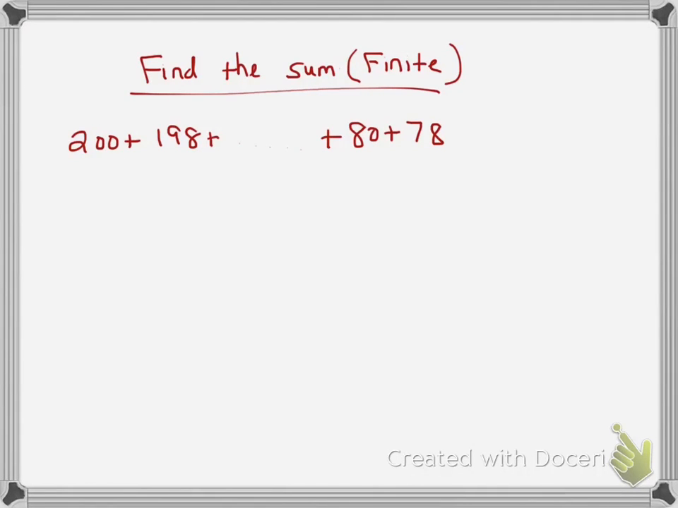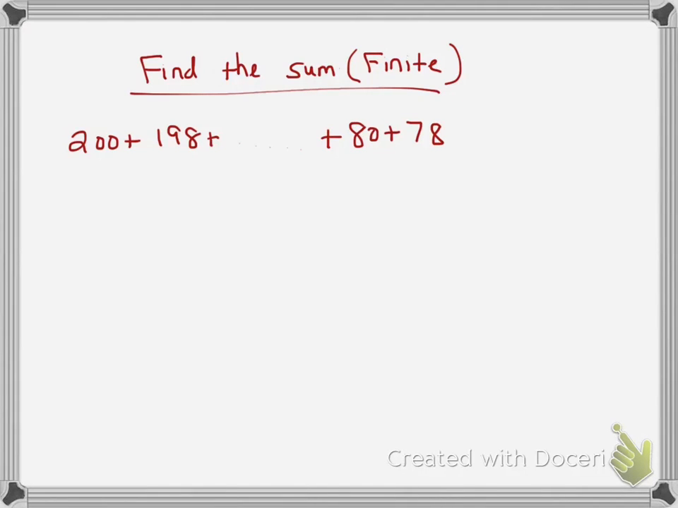This is going to be another sum, and it's going to be finite again. So you can see that we started at 200, then it goes to plus 198, plus all these numbers in between, then it goes to plus 80, plus 78. So what you need to recognize is, is this going to be a geometric or an arithmetic? Hopefully you can see that if I went 200 to 198 to 80 to 78, it looks like we're dropping by 2 every single time.